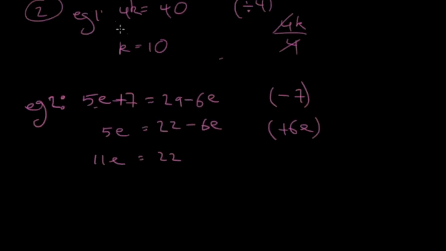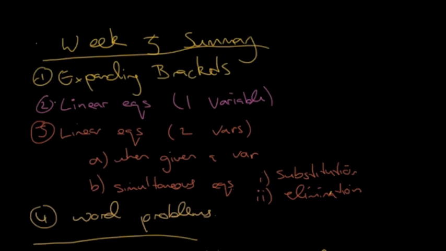Then again, similar to the earlier situation where we've got a number times the variable we want, we just divide by that number. So e equals 2. So that was just linear equations in one variable.